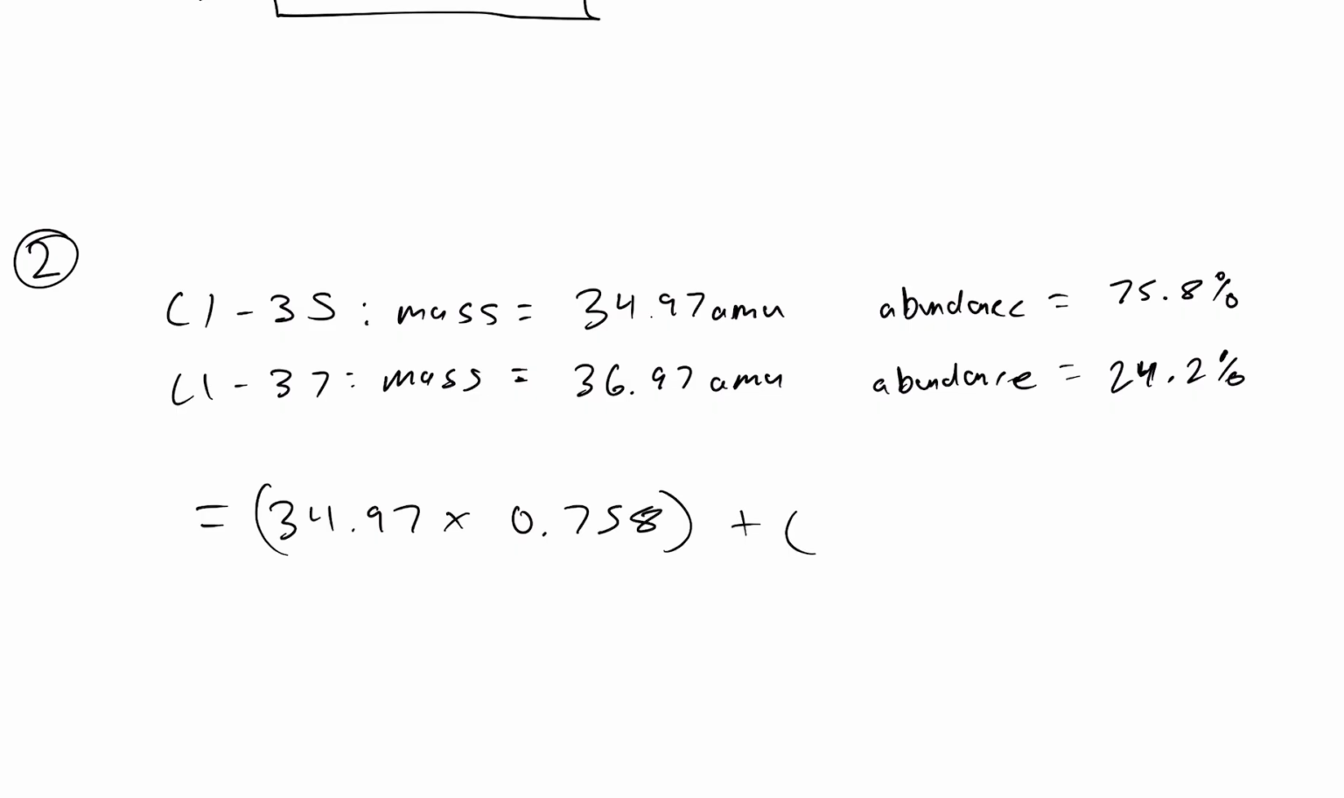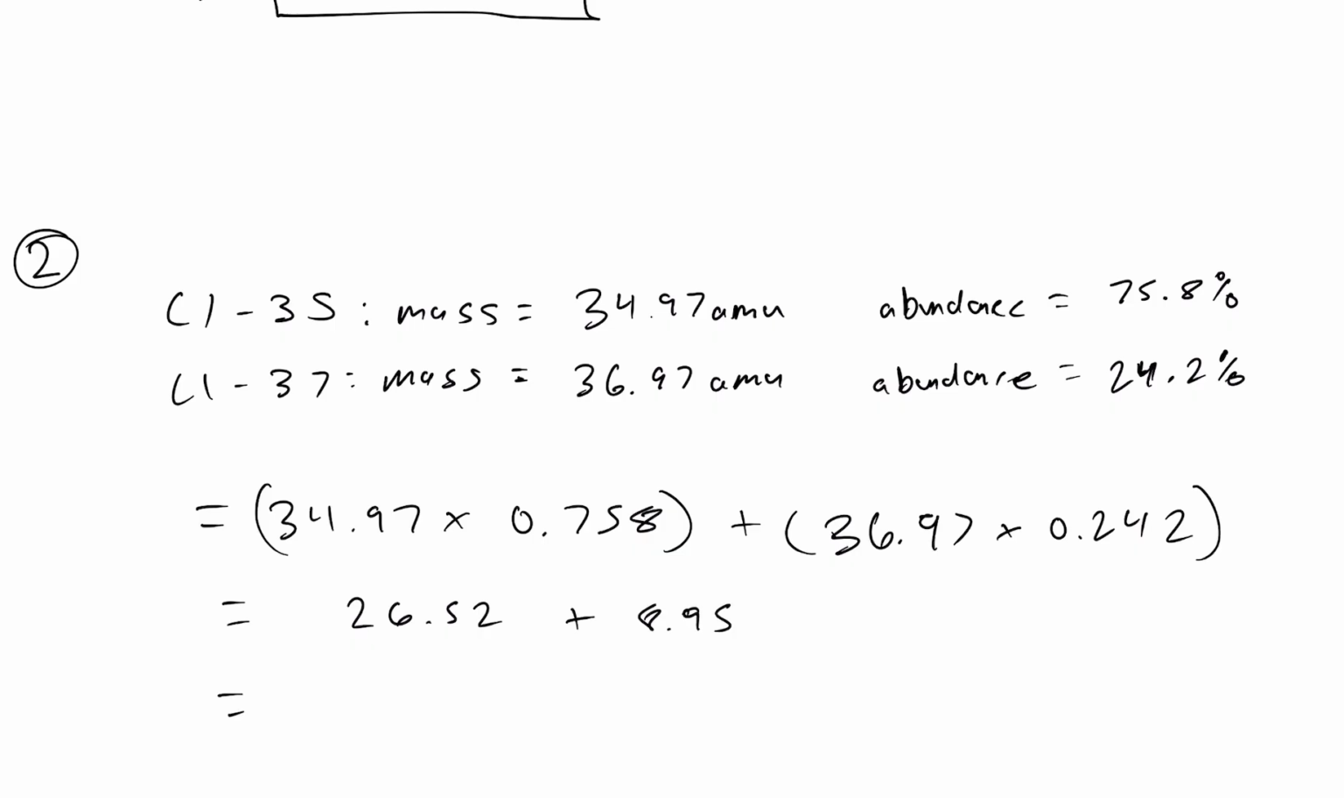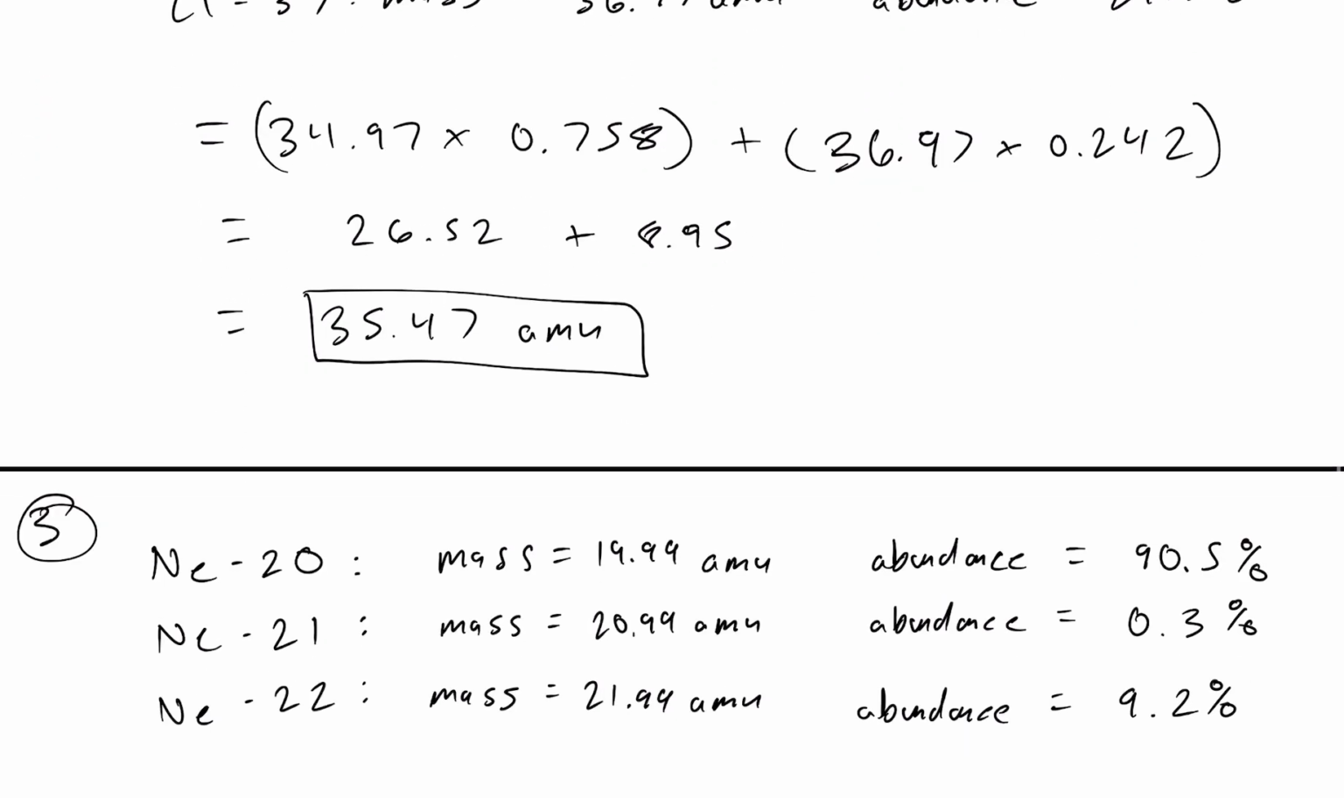plus 36.97 times 0.242. And so when we get the values for each independently, it'll be 26.52 plus 8.95. And then the total will be 35.47 atomic mass units.